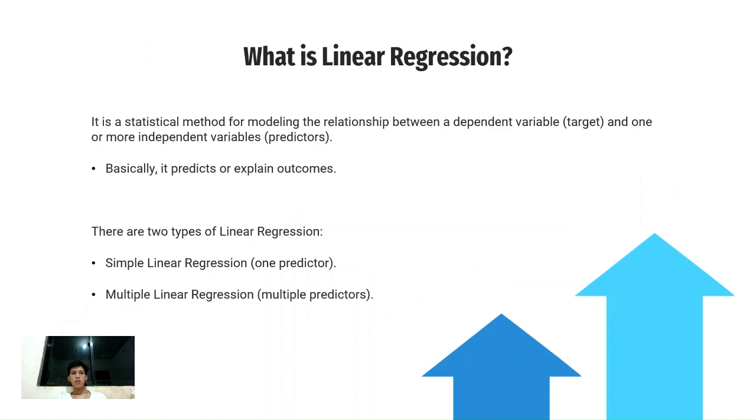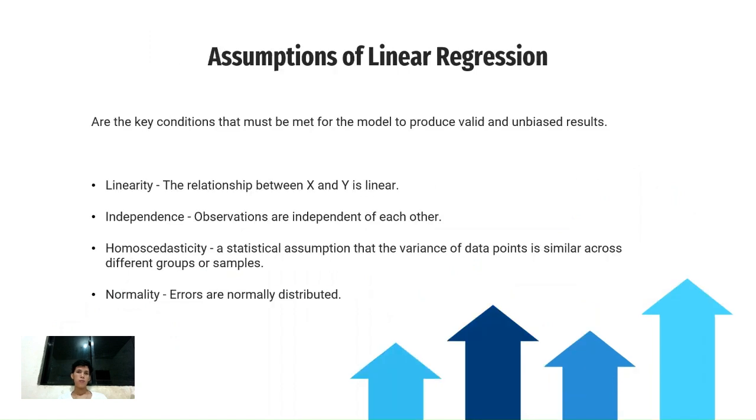It is a statistical method for modeling the relationship between a dependent variable, which is the target, and one or more independent variables, which are the predictors. Basically, it predicts or explains outcomes. There are two types of linear regression: simple linear regression, which only includes one predictor, and multiple linear regression, which includes multiple predictors.